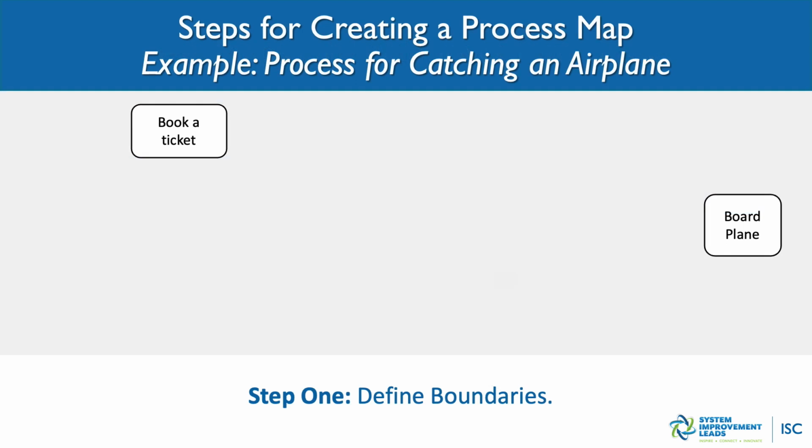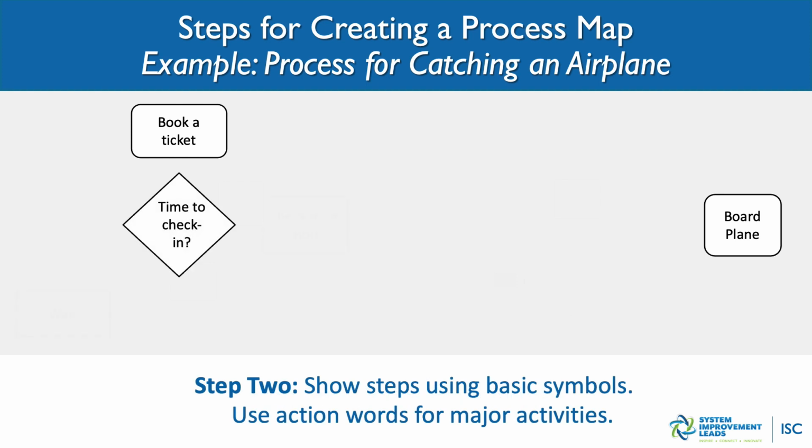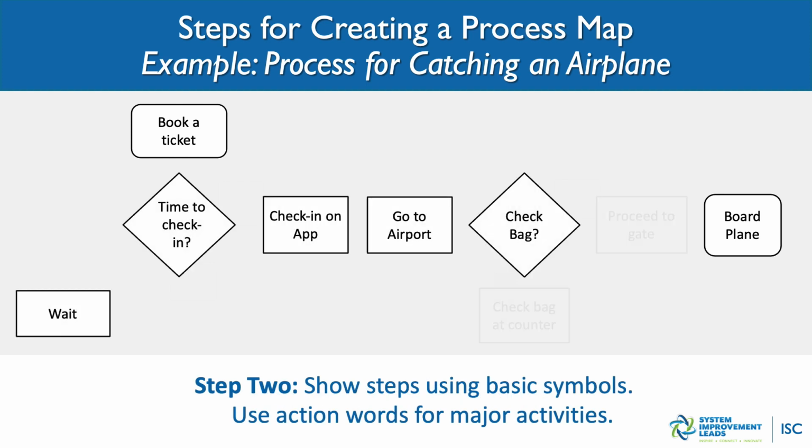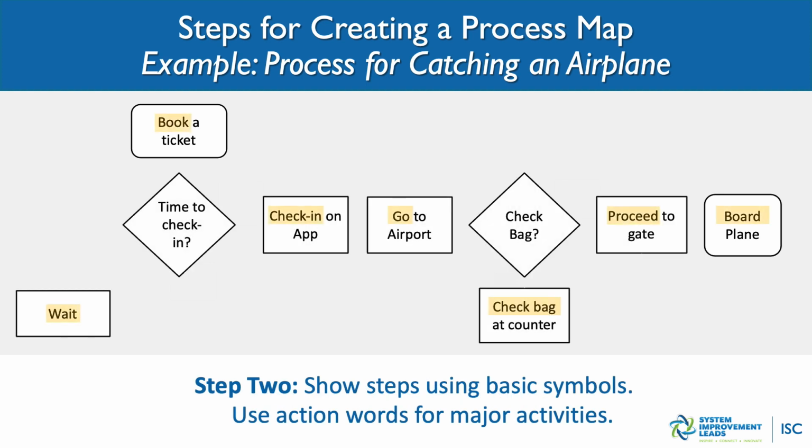Step 1 is to define the boundaries. In this example, we'll be looking at a process for catching an airplane. The boundaries are to book a ticket and to board the plane. Step 2 is to show the steps using the basic symbols we previously described. Be sure to use action words for all the major activities, as in, is it time to check in?